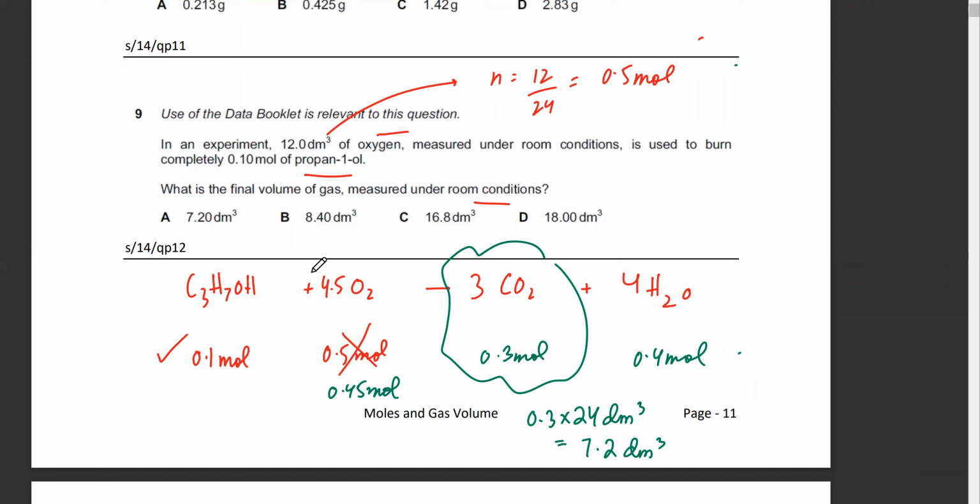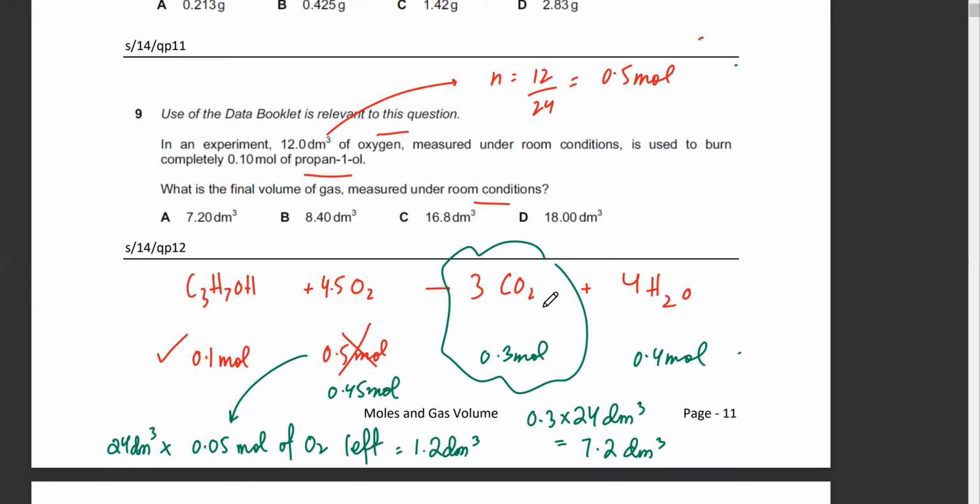0.05. Okay, there's leftover oxygen as well, because remember you added 0.5 moles, but in the reaction only 0.45 are taking place. So that means 0.05 moles of oxygen is left unreacted. And you can calculate its volume by multiplying it by 24 dm cube. 1.2 dm cube are left.